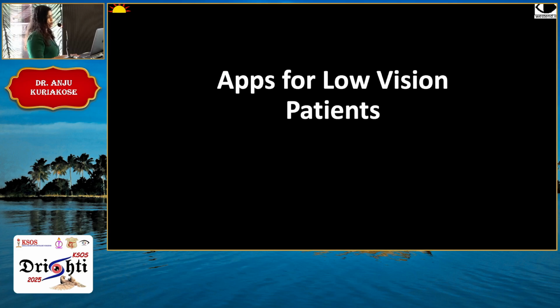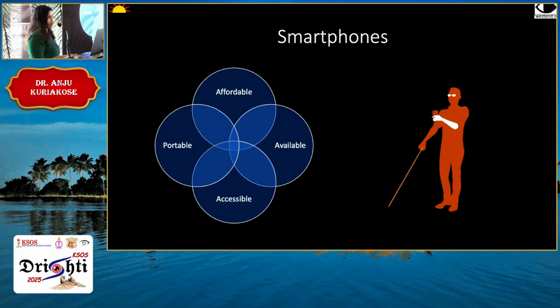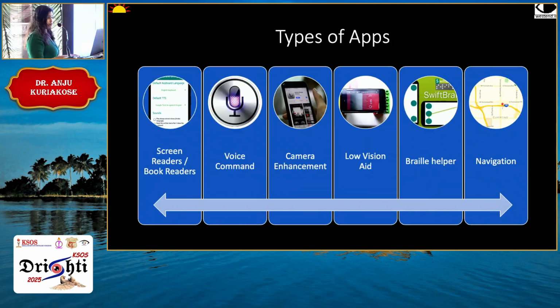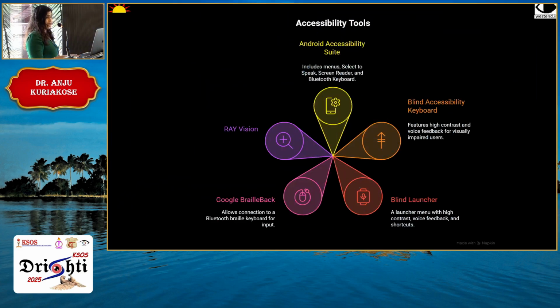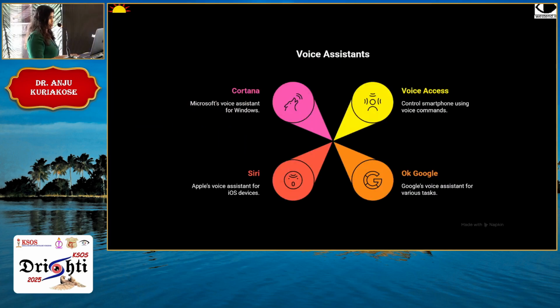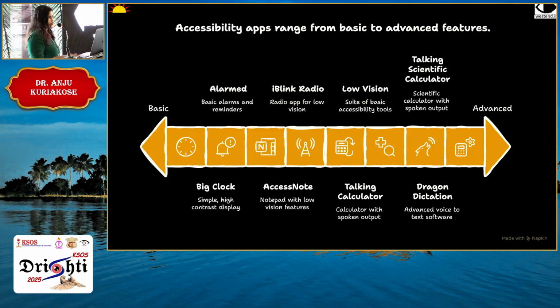So next is apps for low vision patients. Previously, maybe a decade back, it was difficult for patients who have low vision. Now the smartphone has become a boon for them because it's affordable, accessible, available, and portable. They have different types of apps, starting from accessibility apps and voice assistants, like the normal OK Google or Siri. Next, from the accessibility apps, ranging from the simple calculator to an advanced talking scientific calculator.